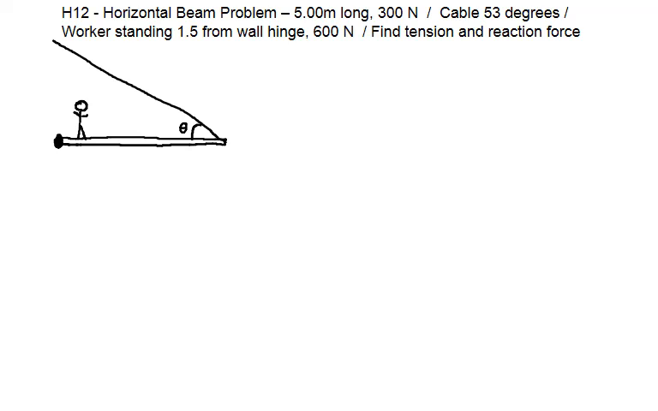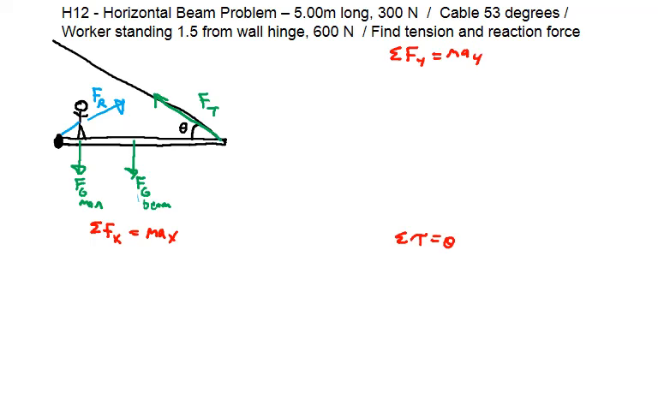So we follow a similar process to what we did before. We'll set up our forces. So we have the force of gravity of the man, the force of gravity of the beam, the force of tension, and the reaction force of the wall. We set up the sums of the forces in X, Y, and torque as well. And our goal in this problem is to figure out what the reaction force is and what the tension force is.